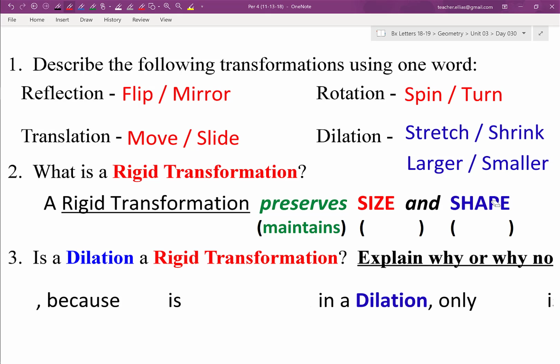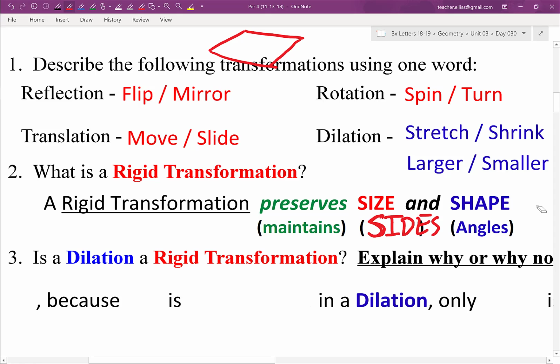When we say size, you're talking about length or the sides. Nothing about the sides changes. When we talk about shape, what are we talking about? What controls size is the length of the sides. What controls shape? Angles. Okay, so a rigid transformation keeps sides and angles the same.